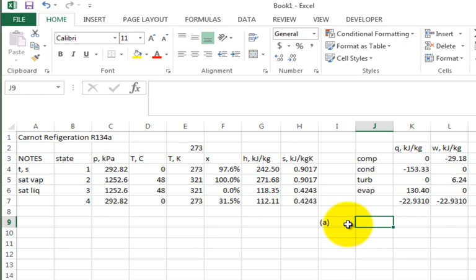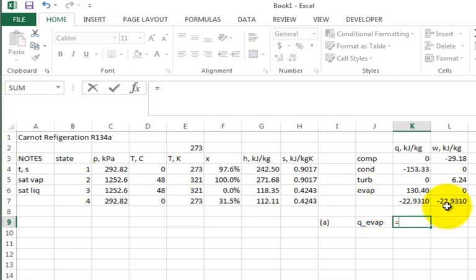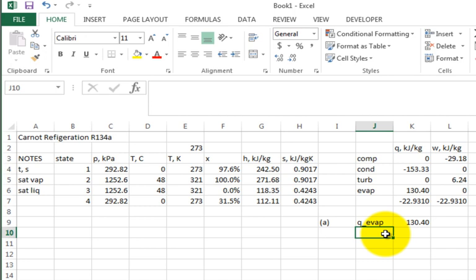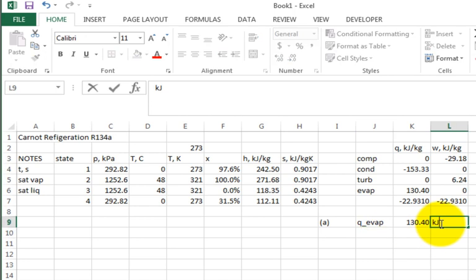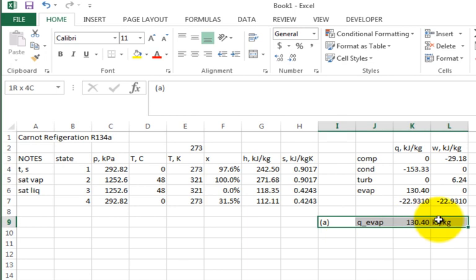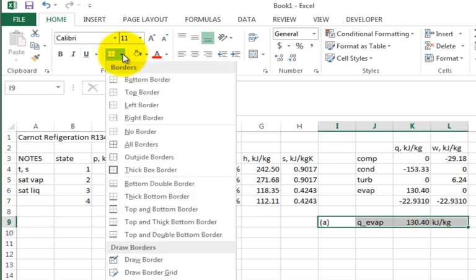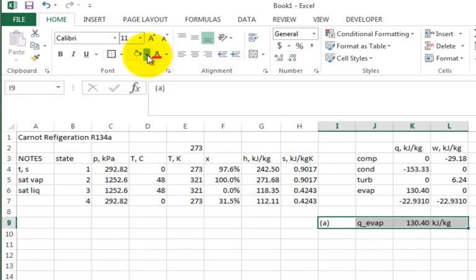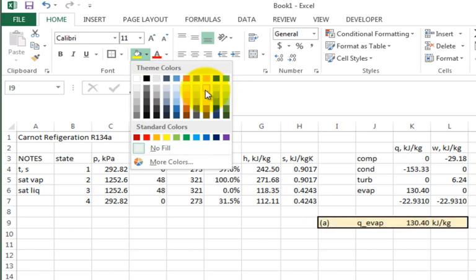I forgot. Was it our Q in the evaporator? And its magnitude is right here. And the units were kilojoules per kilogram. And this is just my preference, and maybe I'll box it, whatever.